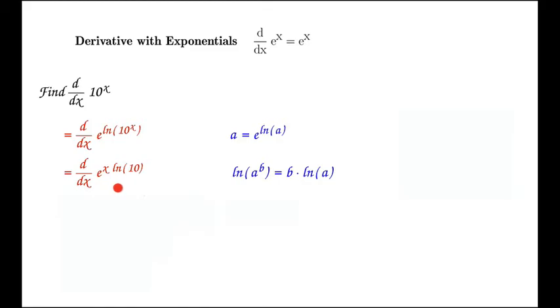And we use this fact in the chain rule to evaluate the derivative. So we have the derivative of the outside function, which is just the same thing over again, e to the x times ln 10, times the derivative of x times ln 10, which is just ln 10, a constant.